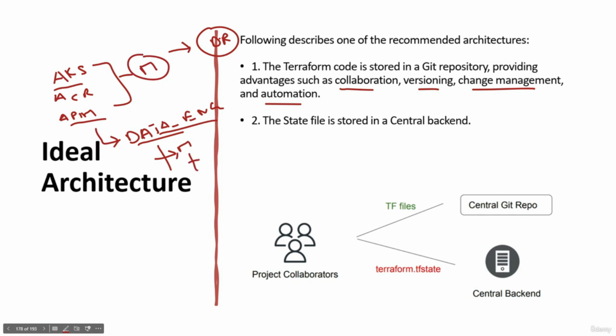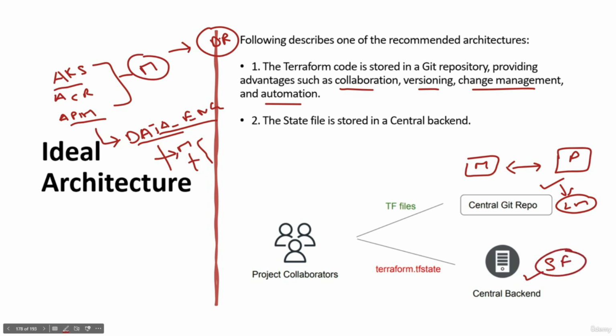The best practice is to store all our code in a central Git repo, one repo dedicated for all our modules, and a second one for all our projects. We should not store our state file in a local machine from the place where we are calling all these modules, because today I'm working on this project, and tomorrow a different person from my team may want to make configuration changes in these values. So we need a central backend where we are going to store our state file.